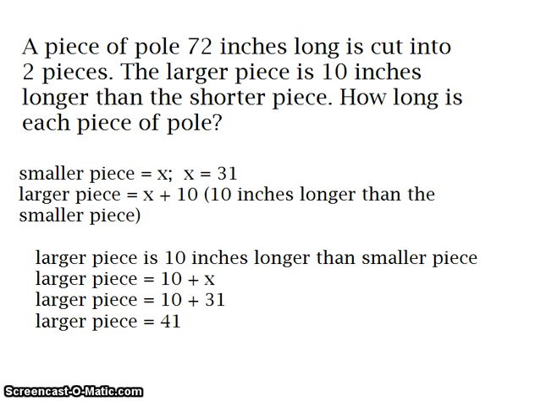Now we are going to find the value of our larger piece. Our larger piece is 10 inches longer than the smaller piece. The larger piece is equal to 10 plus, we know that the smaller piece is x, so we'll have 10 plus x. We're going to substitute in the value of x since we do know the value of our smaller piece, which is 31, and 10 plus 31 is equal to 41. So our larger piece is 41.